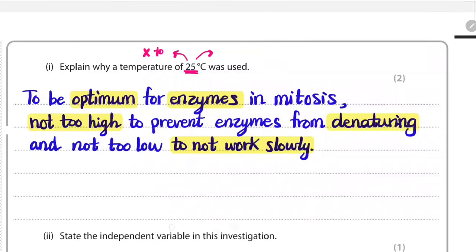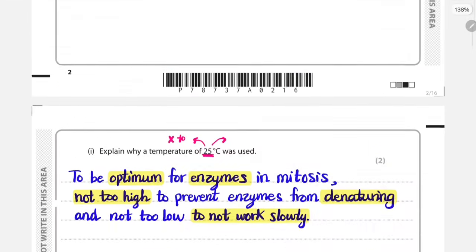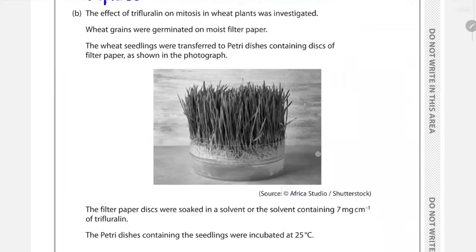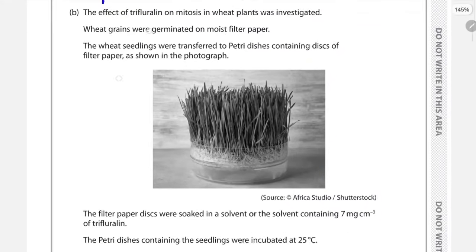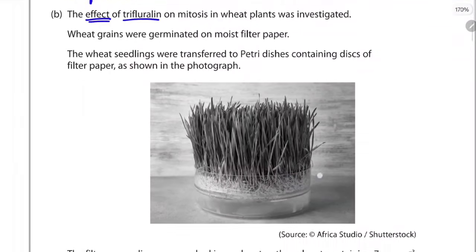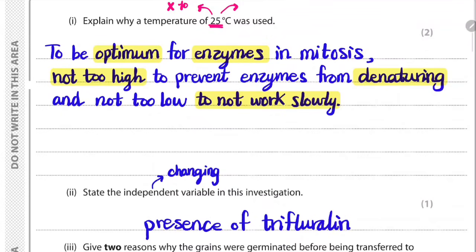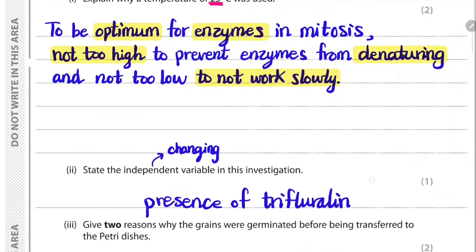State the independent variable in this investigation. The independent variable is the changing variable, or the variable that was changing in this investigation, and the effect that we are investigating. The effect here of trifluralin on mitosis. So the independent variable is the presence of trifluralin. And that's going to be my answer. Presence of trifluralin is the variable that I'm investigating its effect.